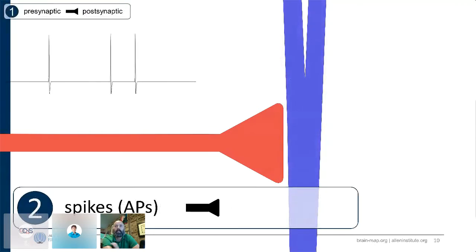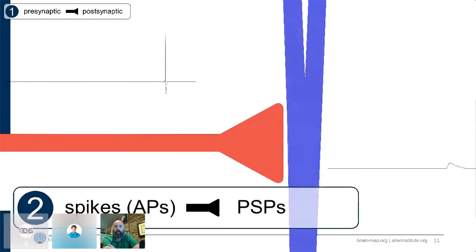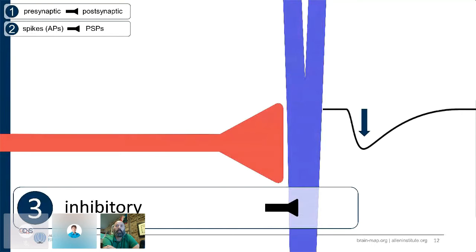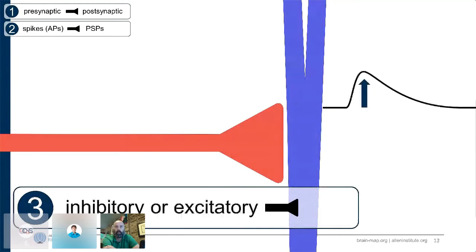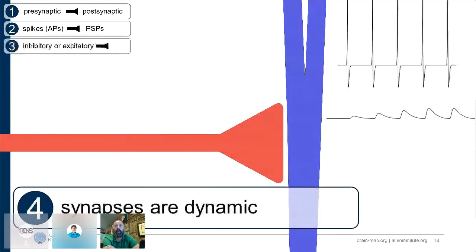Electrical spikes in the presynaptic cell can evoke tiny electrical blips in the postsynaptic cell. This is the entire basis of communication between neurons. We call these postsynaptic potentials, or PSPs. In almost every case, the presynaptic cell determines whether the postsynaptic potential is inhibitory or excitatory. Finally, the strength of a synapse is both stochastic and dynamic. The amplitudes of these PSPs change randomly from spike to spike, and even the average strength changes rapidly over time. This gives the synapse the ability to do much more than just relay signals. They actually process and transform those signals as well.